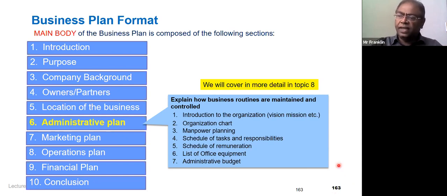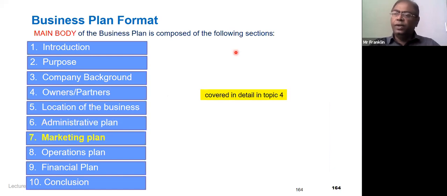Administrative budget. Okay, you need a budget, right? For buying all these things and running the office, salaries, all those things. So in the administrative plan, the entire administration process is listed out there. Okay. Then comes the marketing plan.